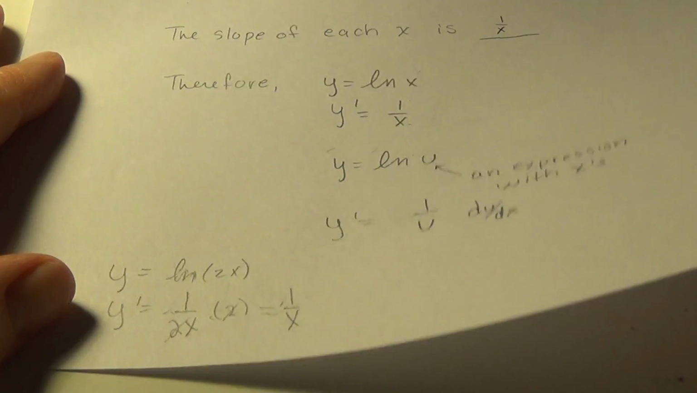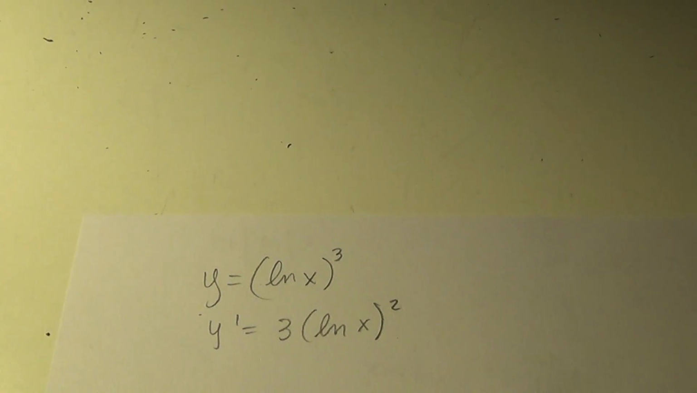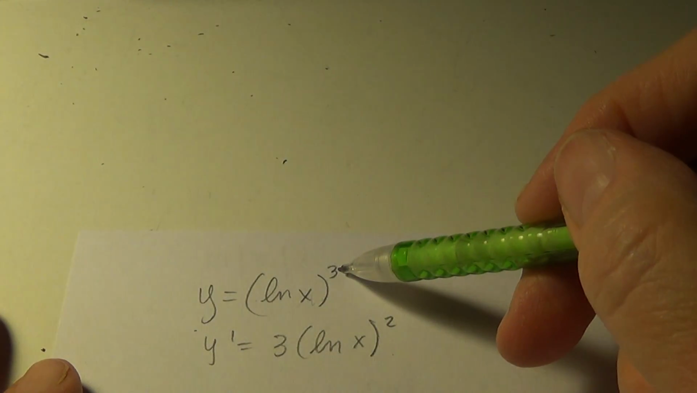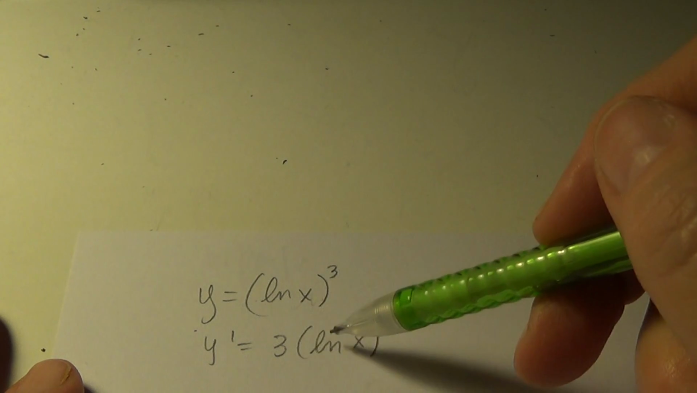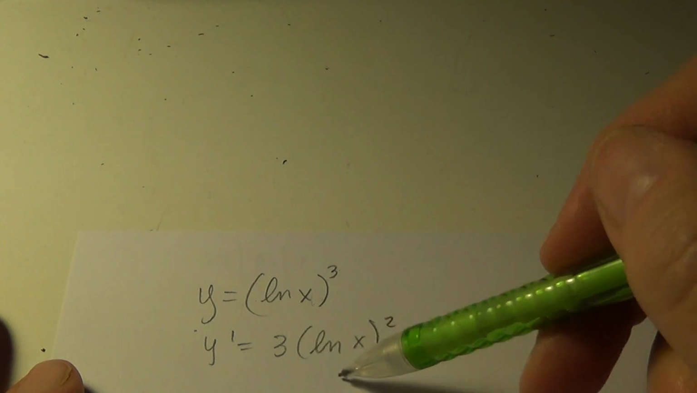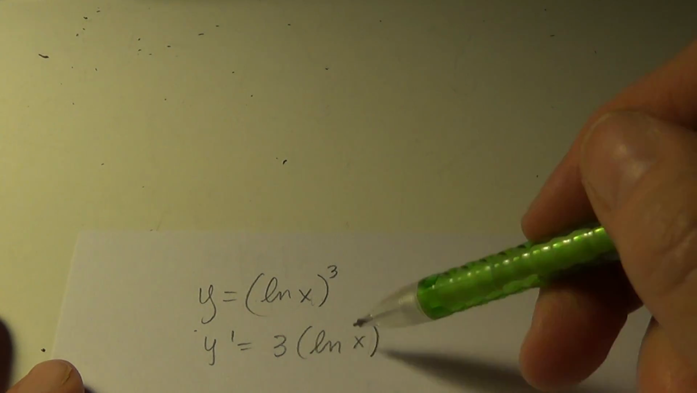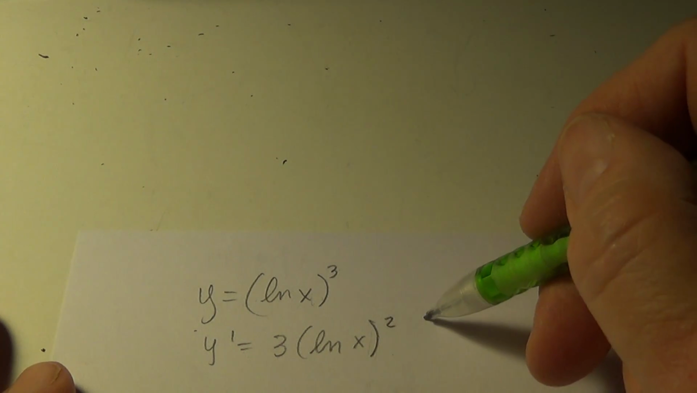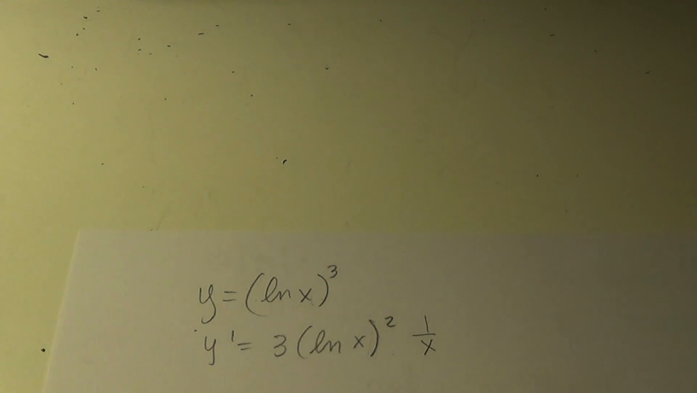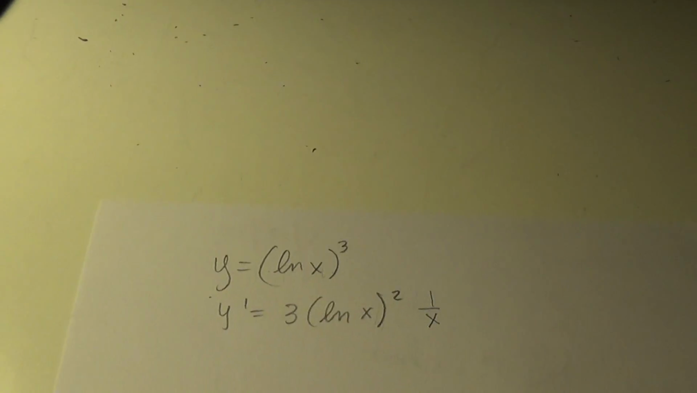All right, let's try another one. Let's say y equals the quantity ln of x cubed. So this is something cubed. So we have 3 something squared, but it's followed by the derivative of that something, chain rule. So what's the derivative of ln of x? We just learned it, 1 over x. So there's lots of ways, lots of examples I could show you, but I think you'll get the gist of it just from those two.